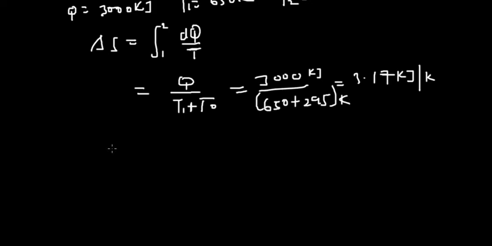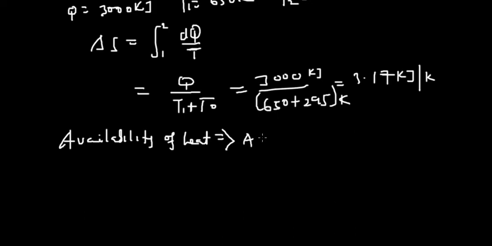Now let's look at the availability of heat, or available heat. Availability of heat A is equal to Q minus. For availability of heat, all we are trying to do is multiply the temperature by the change in entropy, because we've already calculated the change in entropy over here.